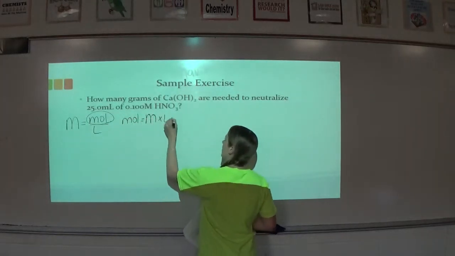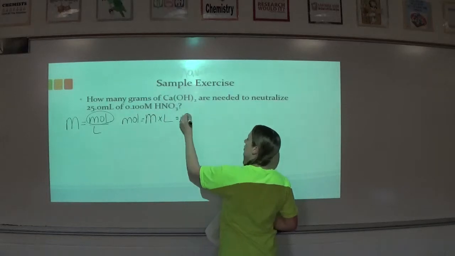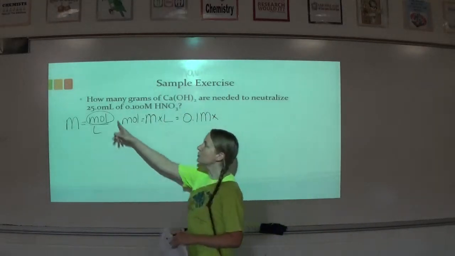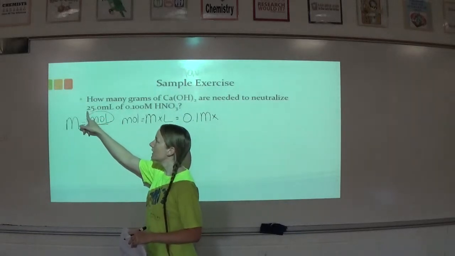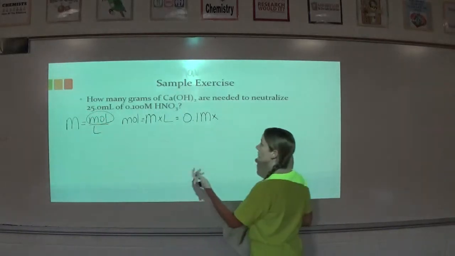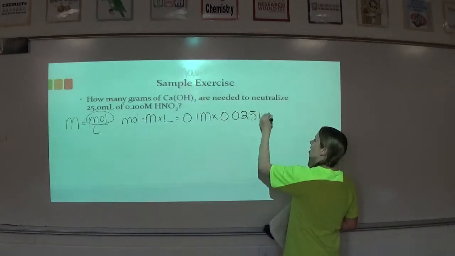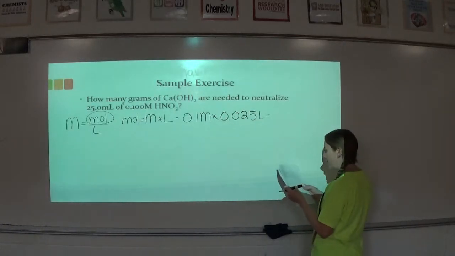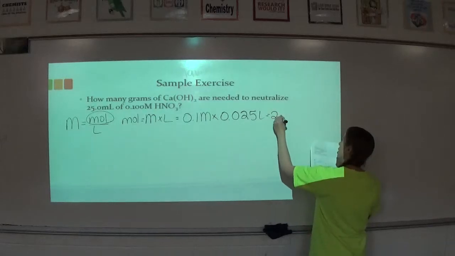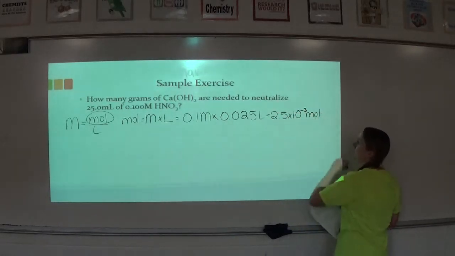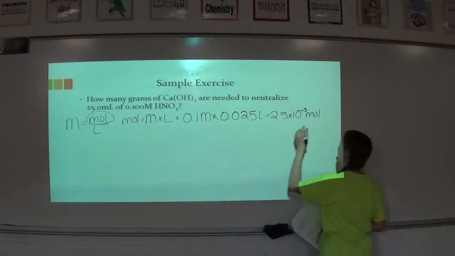So it's molarity times liters, and so I plug in my molarity of 0.1 times my liters, which of course I have 25 milliliters, so I know I can move that decimal over 3 places or divide by 1,000, and that'll give me 0.025 liters. And so once I multiply that, I've got 2.5 times 10 to the negative 3 moles of HNO3.